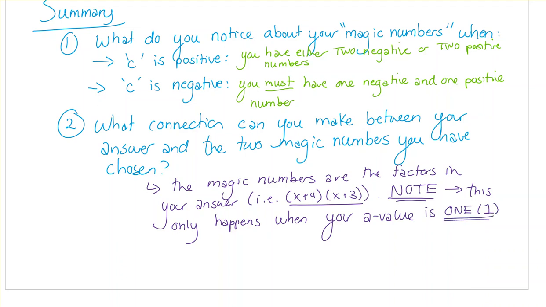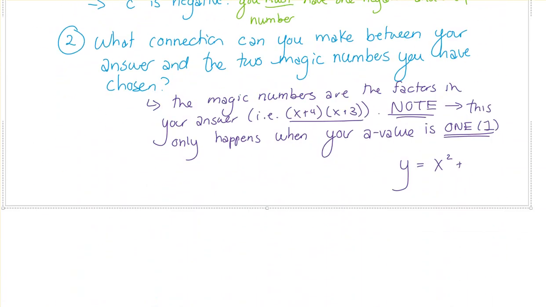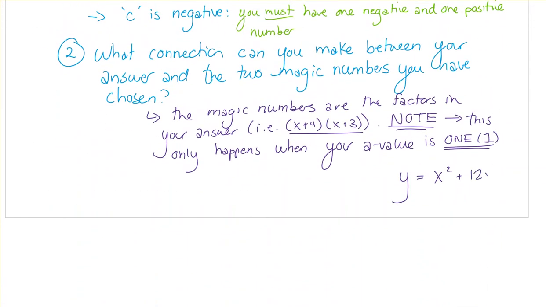So all the problems we looked at today were in the form y equals x squared plus, let's say, 12x plus 35. You notice that the A value is 1. So this trend that we just talked about here only applies to quadratics that have an A value of 1. Go through those examples, make sure you get the summary and the trends down, and do your best to get through those suggested exercises.